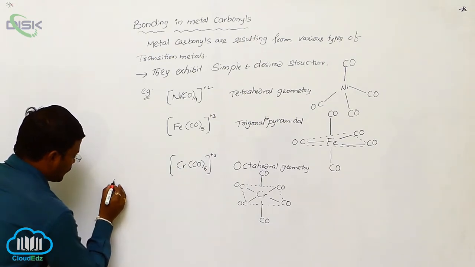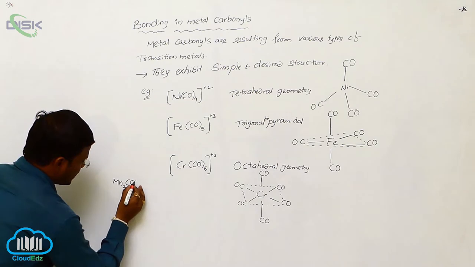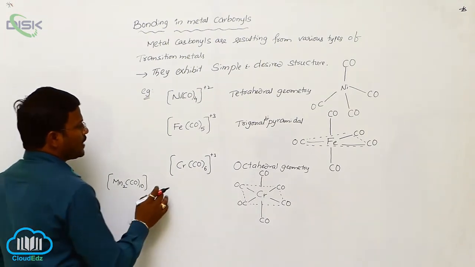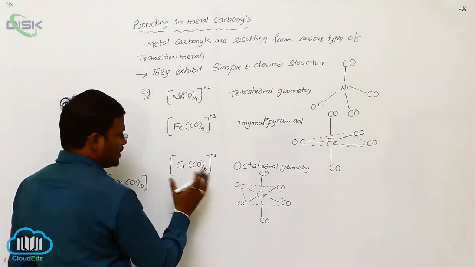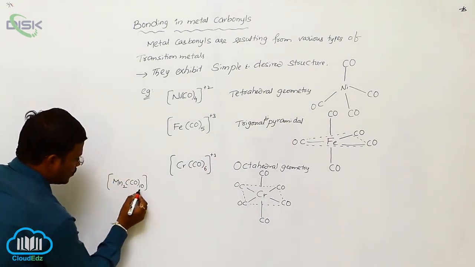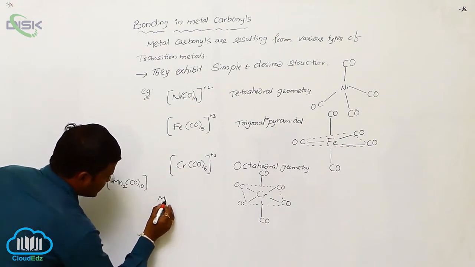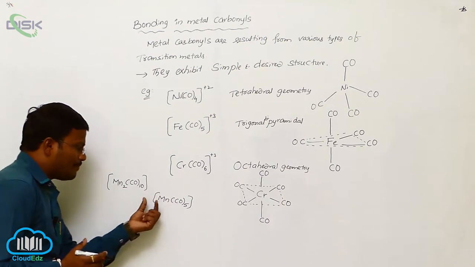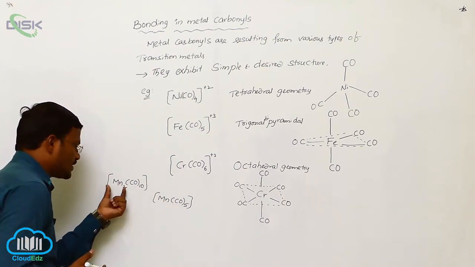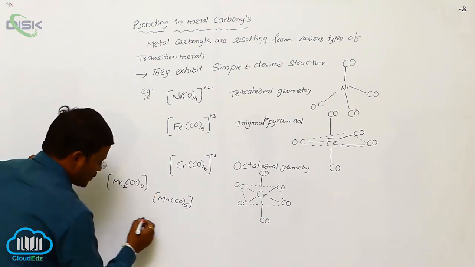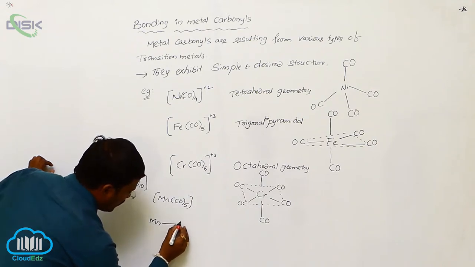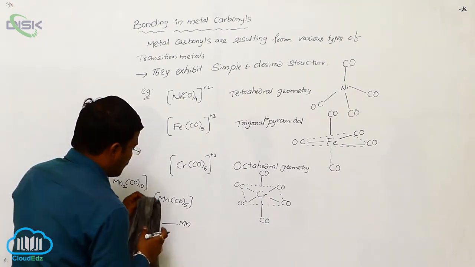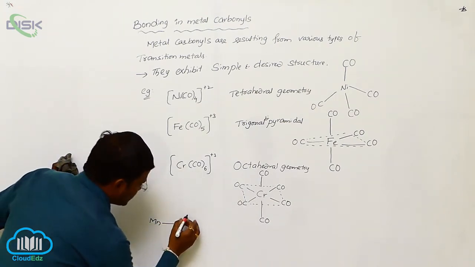Similarly, let us consider a few more examples, such as the Mn2(CO)10 complex. Sometimes the resulting carbonyls also do not show any positive oxidation states. Here the Mn2(CO)10 complex consists of two monomers of Mn(CO)5. The two units of Mn(CO)5 join together to result in the formation of Mn2(CO)10, in which around each manganese atom the square planar geometry is exhibited by the compound. So we can represent it as follows.